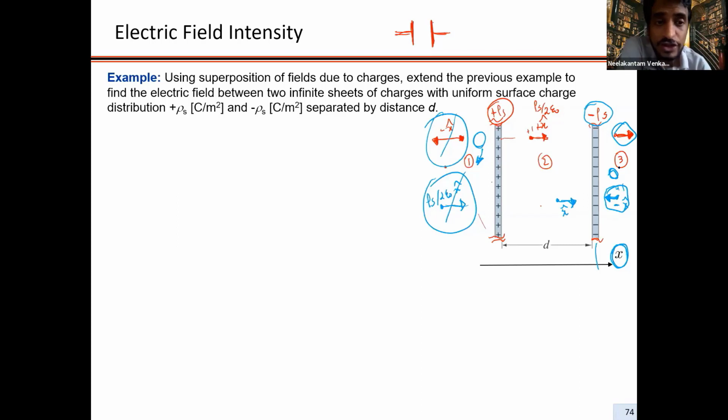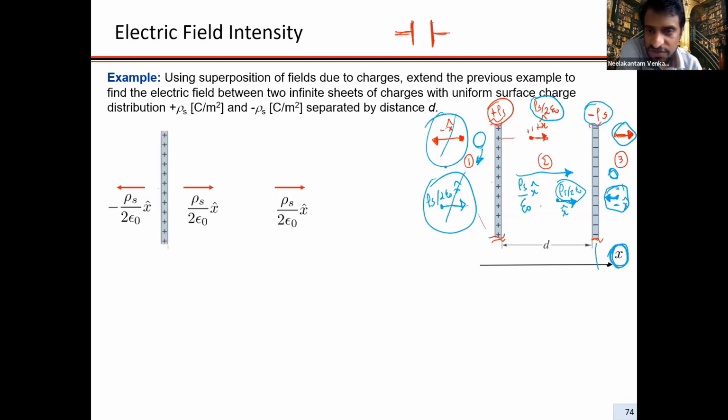What happens in between the two plates? You're having rho s over 2 epsilon naught here, and again rho s over 2 epsilon naught here. Both of them in the x hat direction, the same direction. So what happens to the total electric field? It's going to be rho s over 2 epsilon naught plus rho s over 2 epsilon naught, which becomes rho s over epsilon naught in the x hat direction, if I were to choose this to be my x hat.